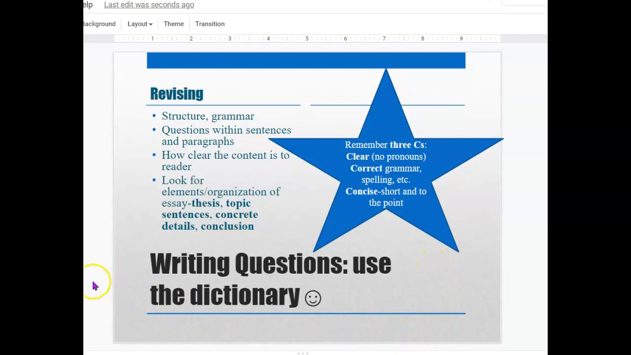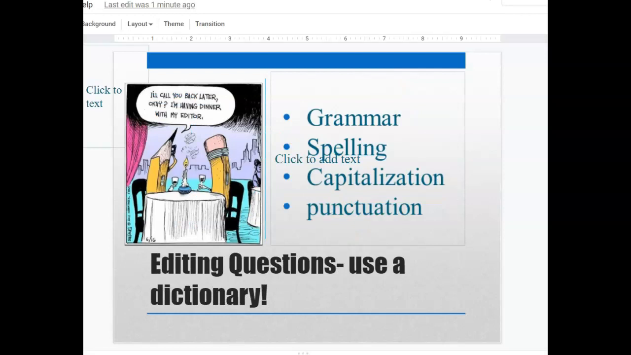So for writing, yes, using the dictionary will help. Many of you will have dictionaries that actually have grammar content at the back of it. So check your dictionary to see, because your dictionary often will have that for you. When you get the second part, you'll have 2 passages with multiple choice, 9 multiple choice questions that are about editing. And for those questions, you want to use a dictionary as well. Okay? So check for grammar, spelling, capitalization, punctuation.